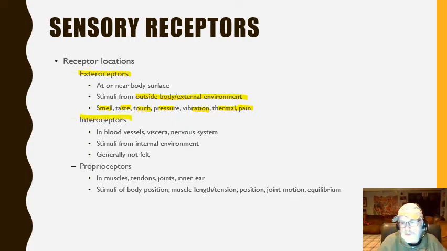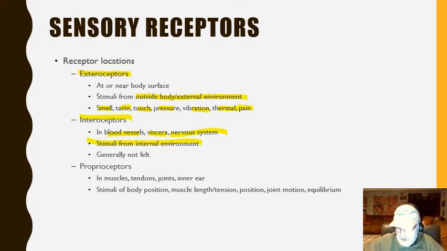Interoreceptors are a little bit different. These are internal receptors, like in the walls of blood vessels and in the walls of my organs, because viscera means organ, and with the nervous system. They are receptors that get stimuli from the internal environment, such as stretch of a vessel. If I fill my stomach with food, the wall of my stomach will stretch, which then sends a signal that does a lot of things.